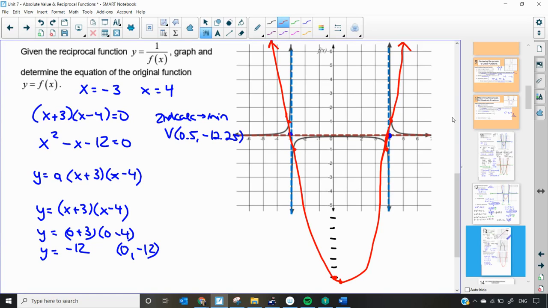All right, that's our last example for today. So hopefully that's given you enough information to get started with reciprocal functions for quadratics.